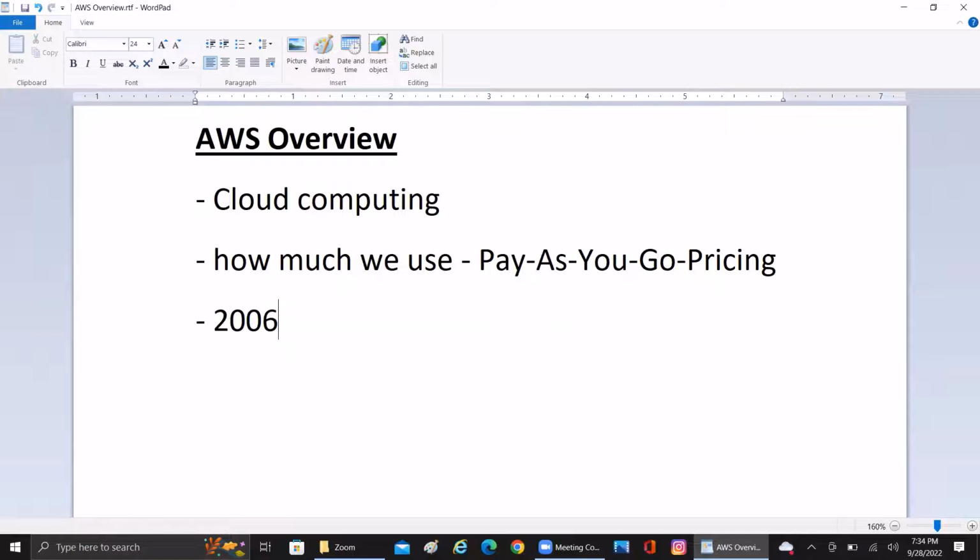And also, anything you take is going to be highly reliable and scalable.